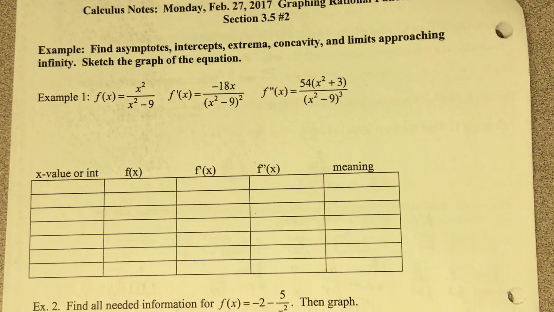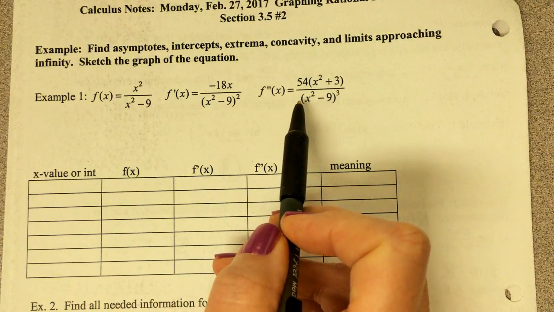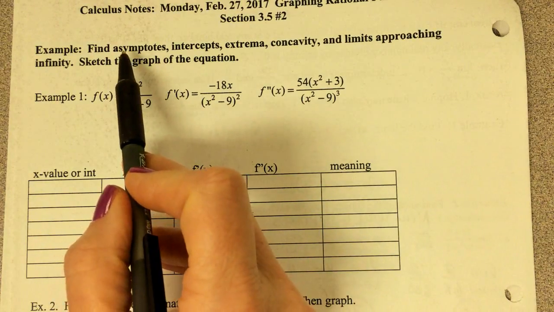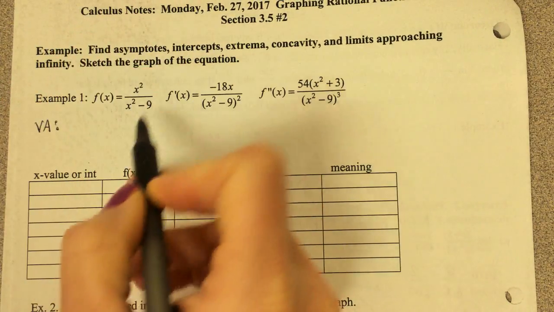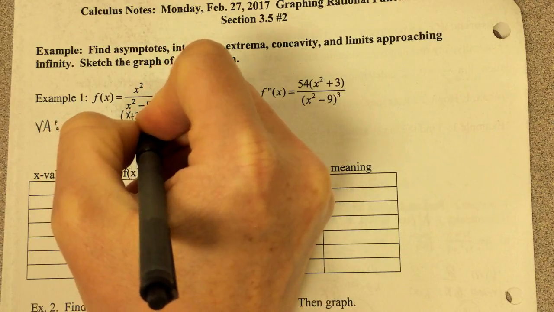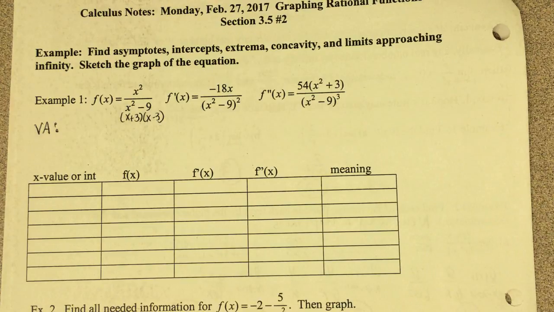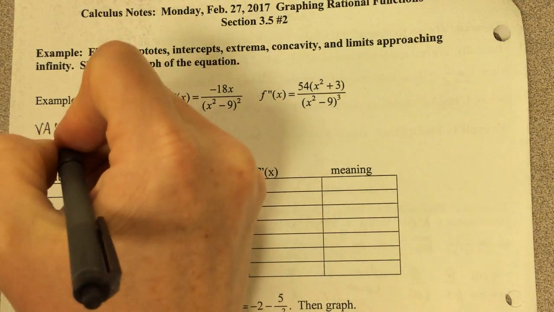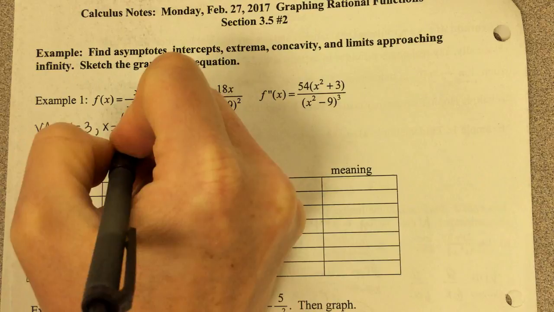So in example 1, we are given the original function. We're given the first derivative and the second derivative. We'll start off by finding our vertical asymptotes. That's whatever makes this original function undefined. What is that going to be? What is the value of x that makes the original function undefined? Jared? Yep. So we're going to have a vertical asymptote at 3 and -3.